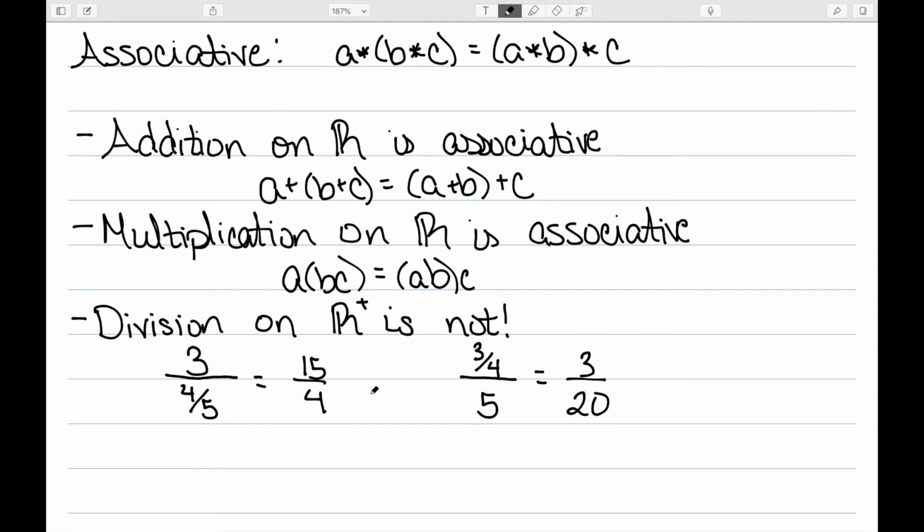However, division on the positive reals is not associative. If we have 3 divided by 4 over 5, that gives me 15 over 4. However, if I do the division 3 divided by 4 first and do 3/4 divided by 5, I get 3 over 20, which is not the same thing. So not all operations are associative. They can be, but not everything will be.